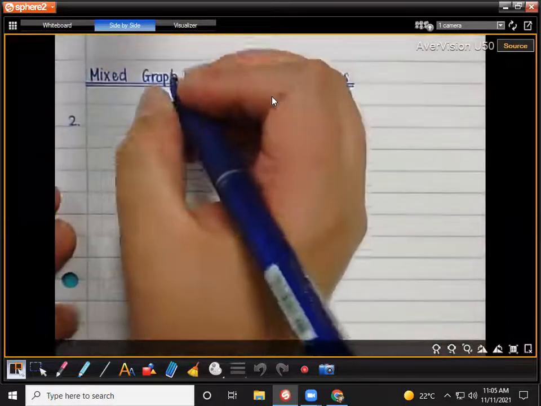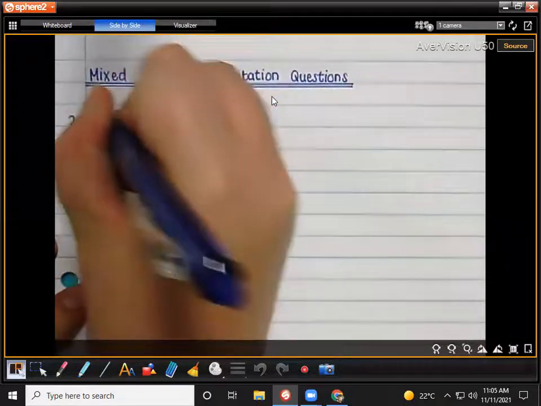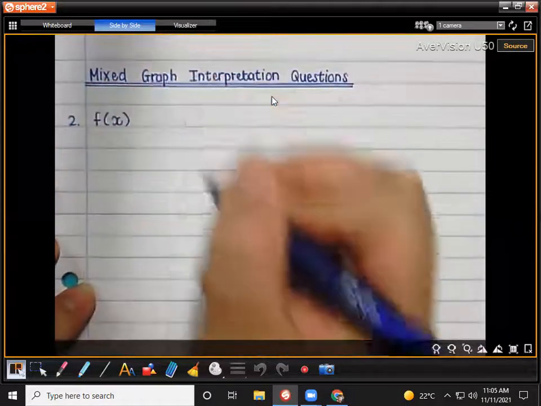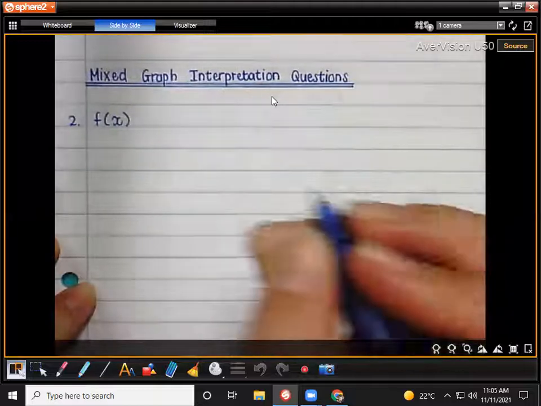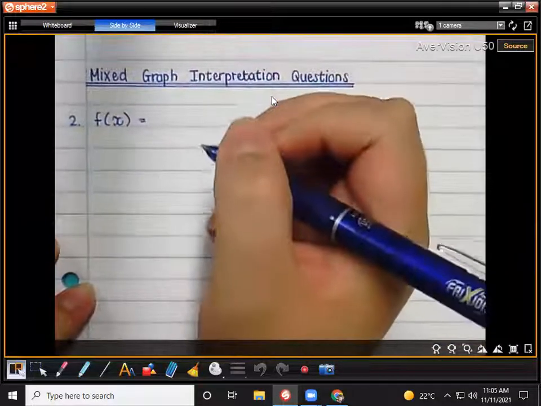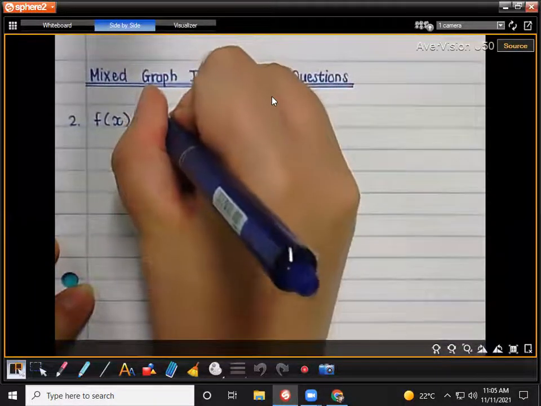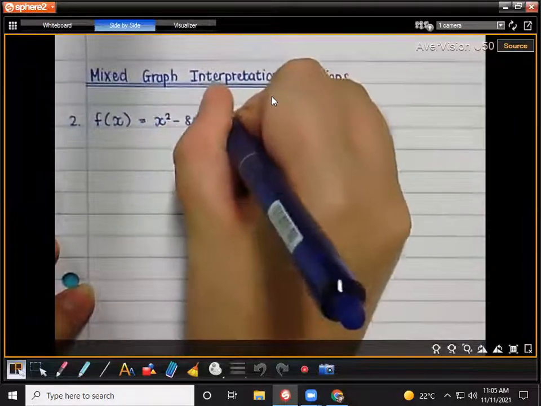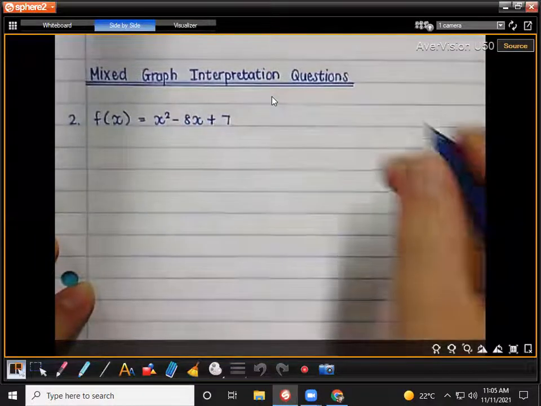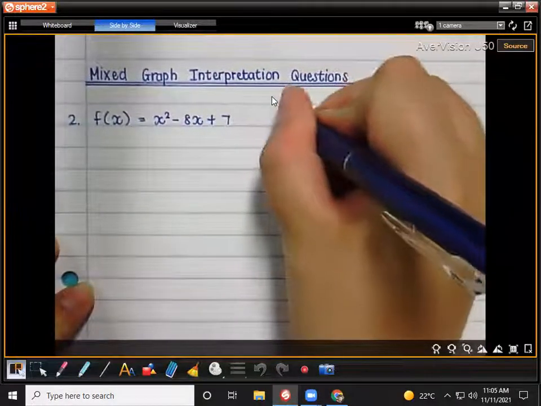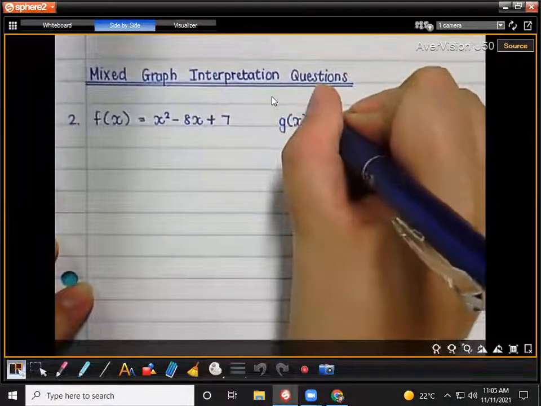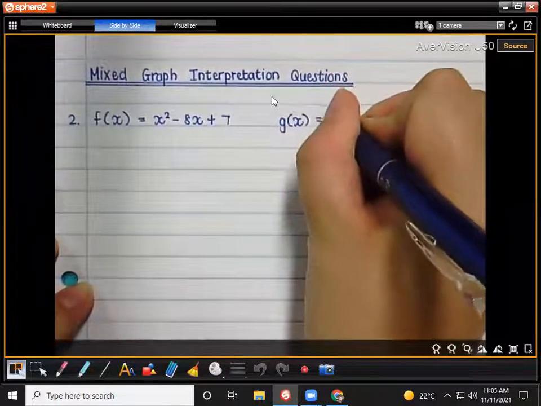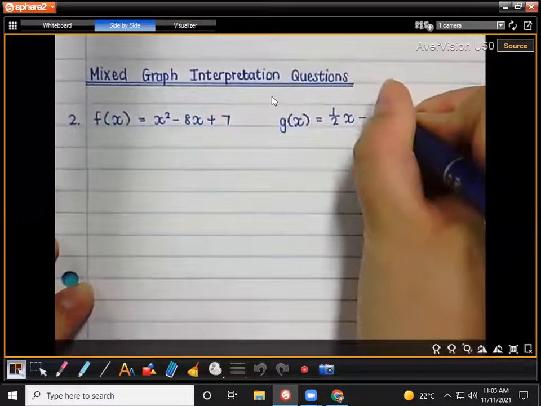Okay, so I'm just going to quickly write down these equations. They gave us the equations. They said the sketch shows the graphs of the functions. f of x equals x squared minus 8x plus 7. That's the one equation. And the other one is g of x equals a half x minus a half.